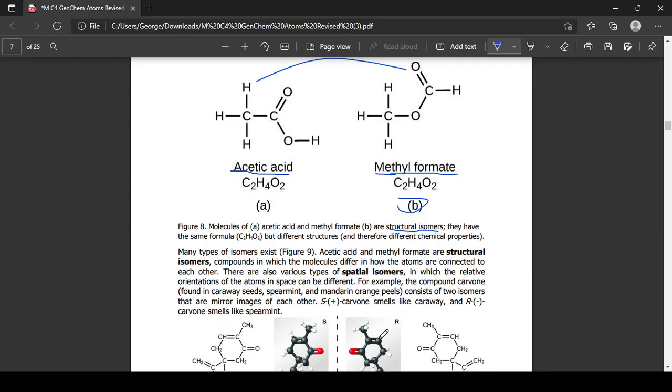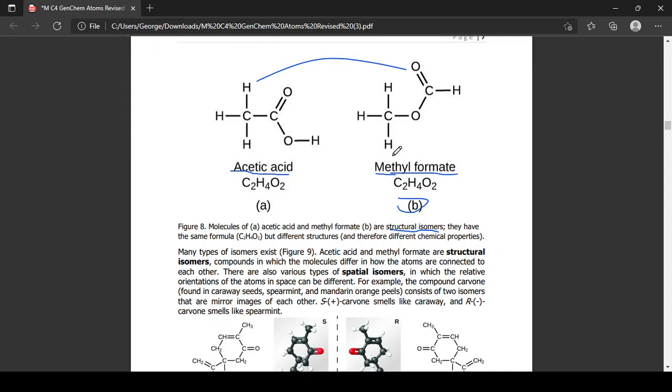So many types of isomers exist. Acetic acid and methyl formate are structural isomers. This is an example of a structural isomer. They have different structural formulas but the same molecular formula. So as you can see, kids, structural isomers are compounds that differ in how their atoms are connected to each other, but they have the same molecular formula. The difference is in how they are connected in their structural formula.